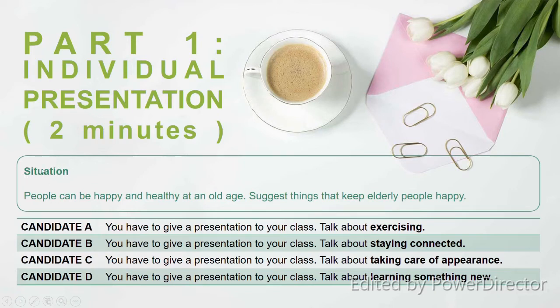Remember, this is the situation. People can be happy and healthy at an old age. Suggest things that keep elderly people happy. So, for example, you are candidate A. So this is your point. You have to give a presentation to your class. Talk about exercising. So remember, you are candidate A. So your main point is exercising.